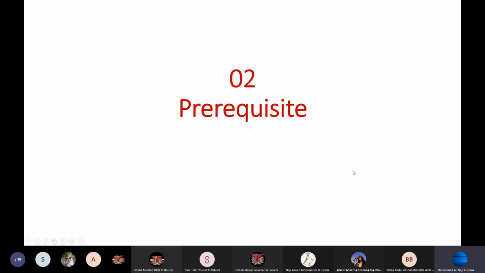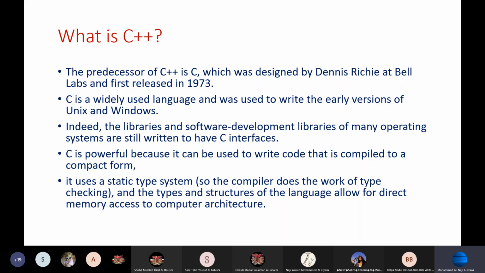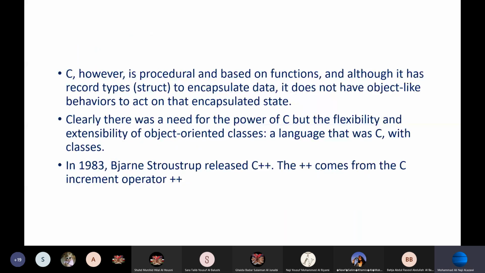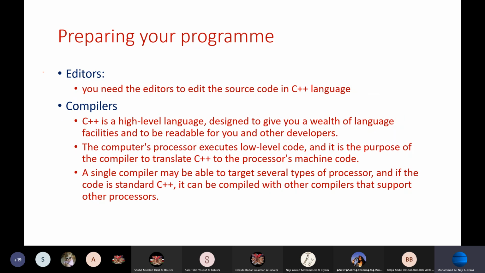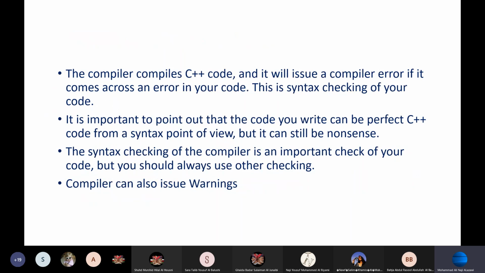Just as I told you, I called this a prerequisite. It's not only review, it's part of your material. In the previous lecture, we discussed what C++ is. We covered preparing your program. We explained the editors and the compilers, what the compiler means and what the editor means, and I gave you some compilers that you can use now, of different kinds: online, desktop-based, mobile-based. So all these things have been covered.